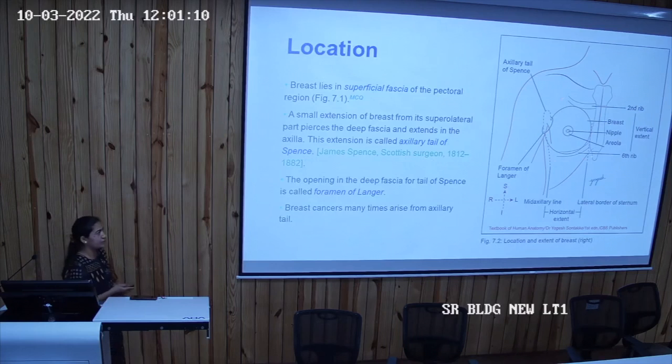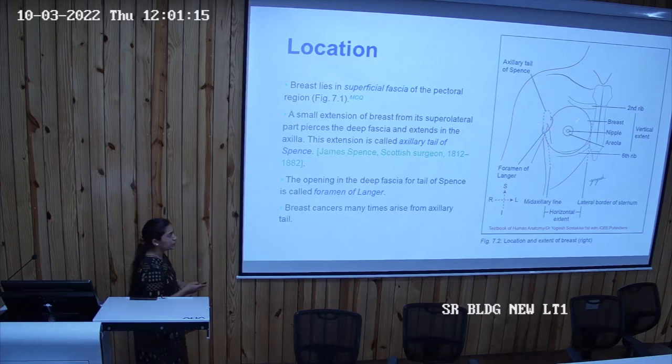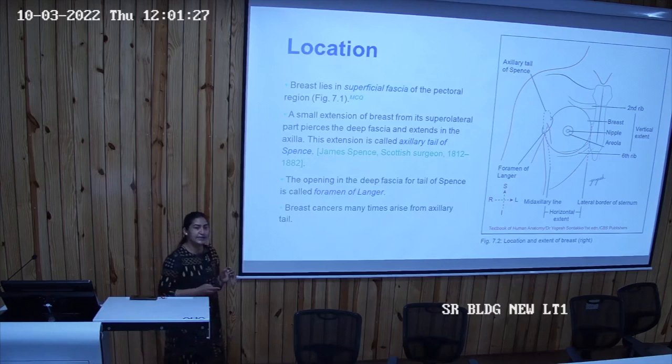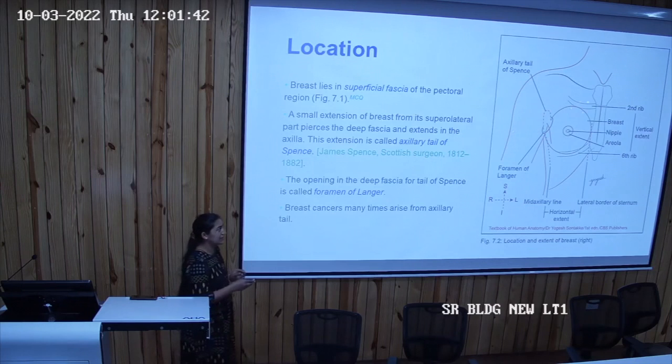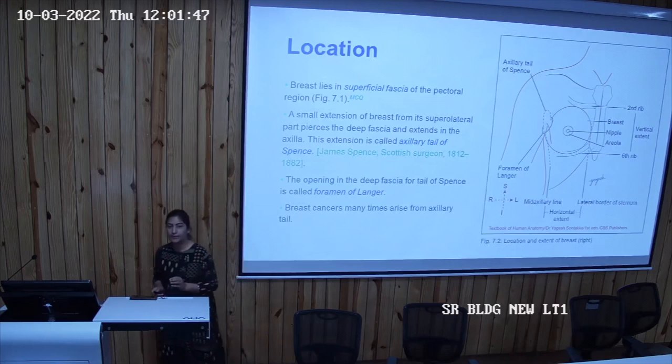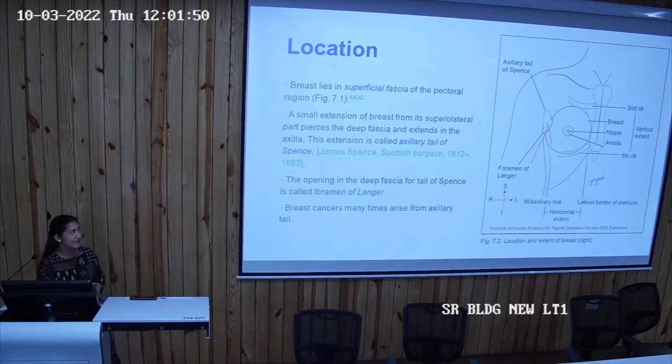Now, the whole of the mammary tissue is lying in the superficial fascia. Only a part of it is piercing the deep fascia through a foramen, and this portion of the mammary tissue is called the axillary tail of Spence. This is a very small projection of the mammary tissue which goes deep into the axilla. It is not lying in the superficial fascia, it is lying beneath it. The area of the deep fascia that is pierced by the mammary gland is called the foramen of Langer.